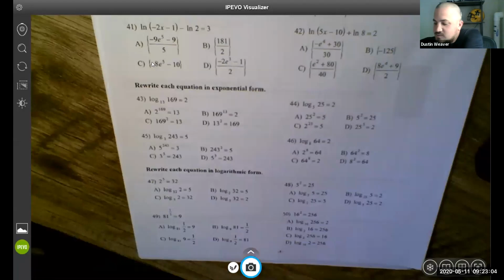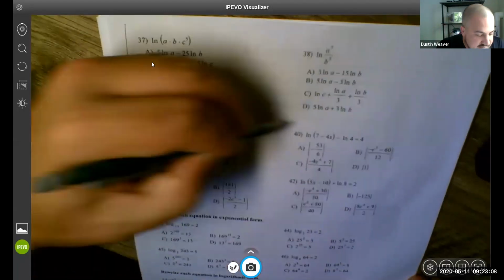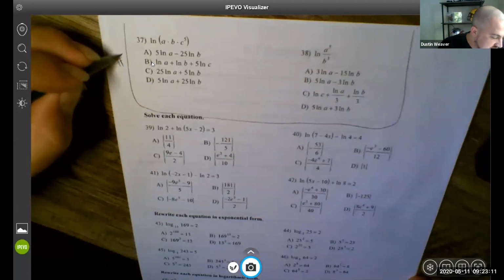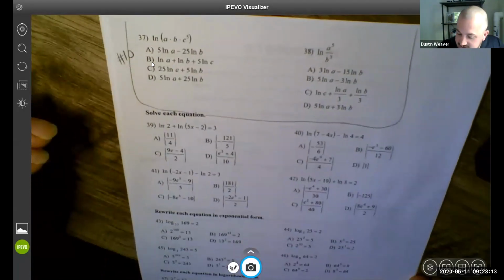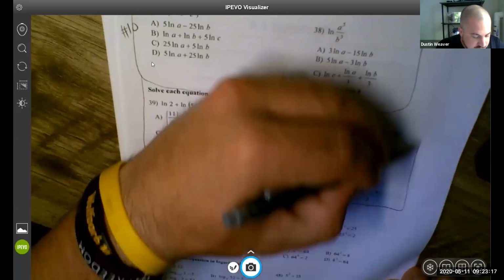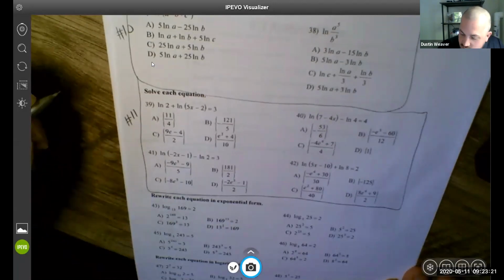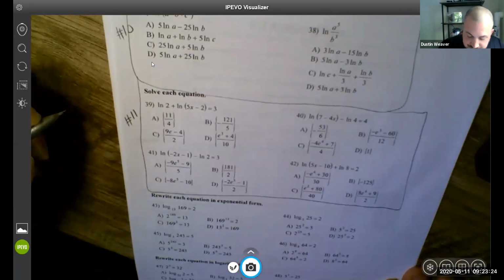And then it goes on the next page to 37 and 38. Those are all expanding the logarithms, just like number 10 on your review sheet. Solving the equation, 39 through 42. Those look like question number 11, where you want to solve the equation, but they're in LN form.